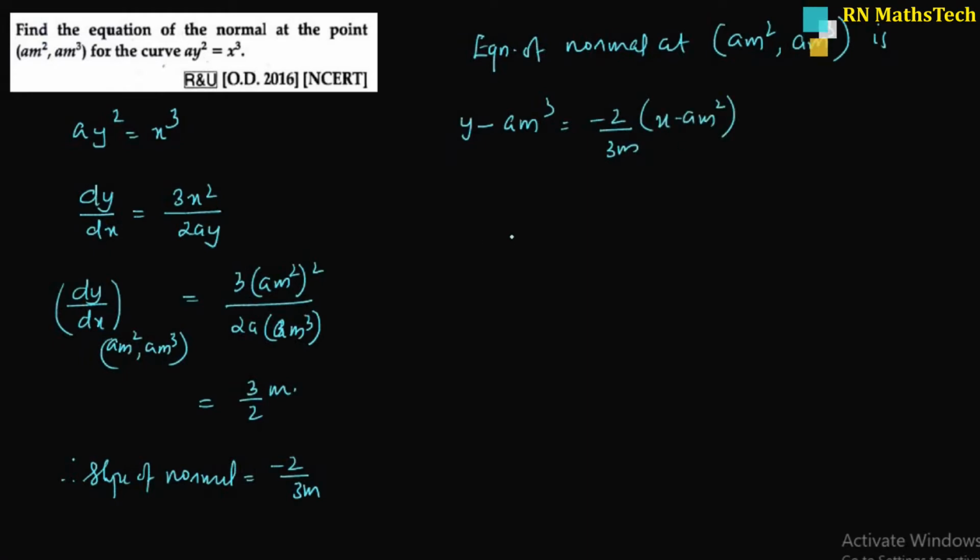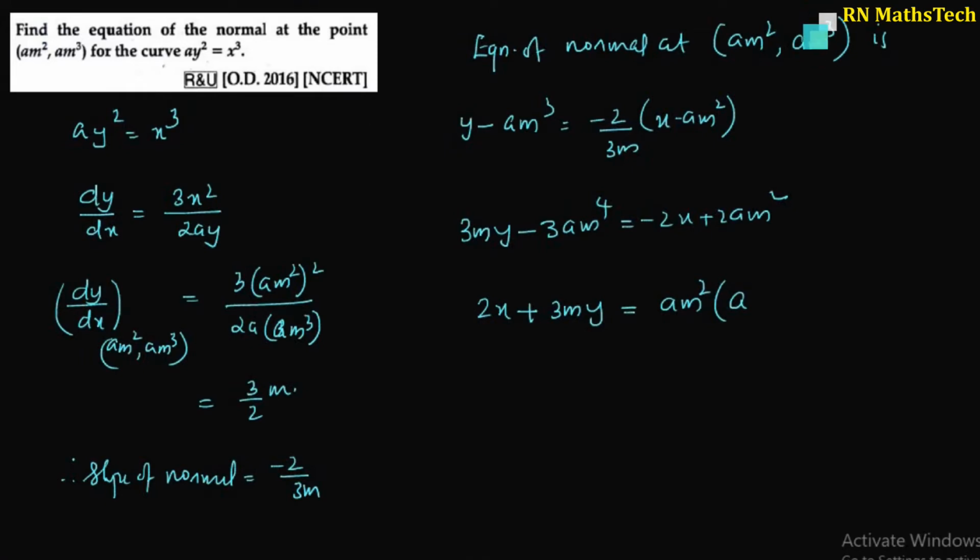Okay, so 3my − 3am⁴ = −2x + 2am², or 2x + 3my = am²(3m² + 2). That is the equation of the normal.